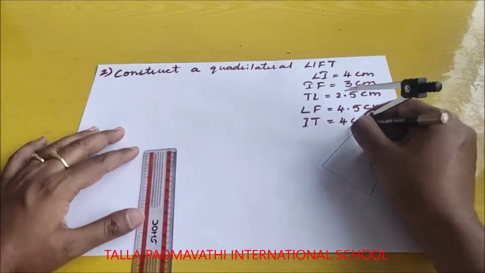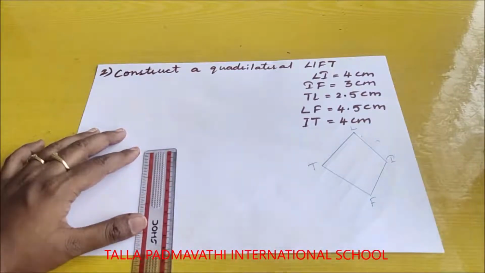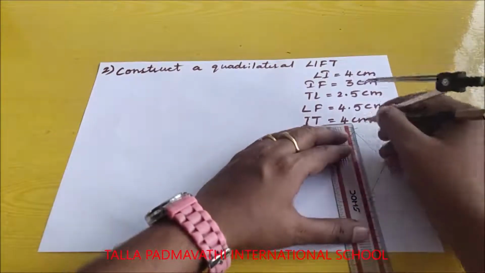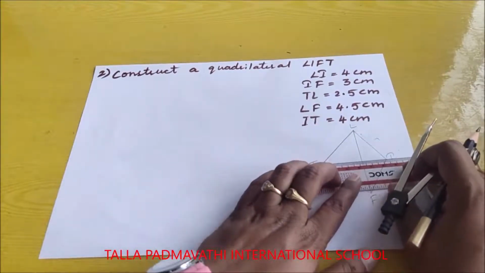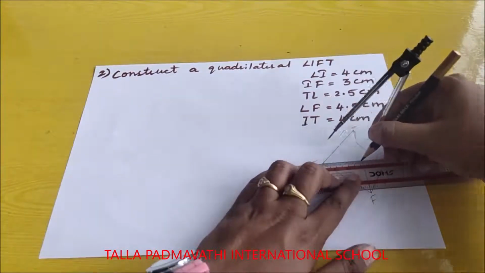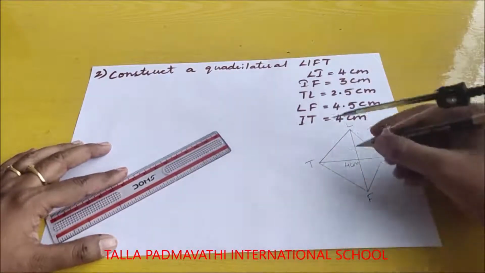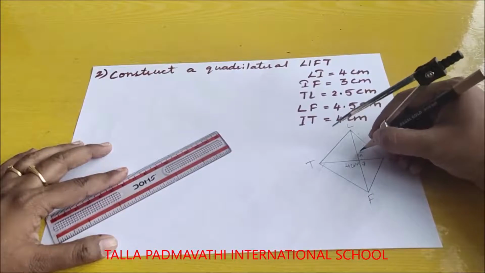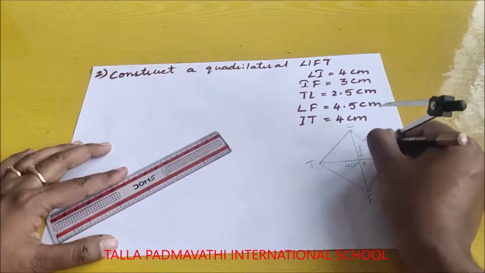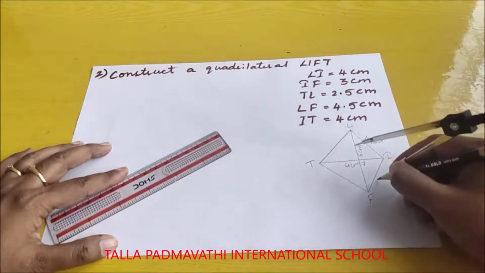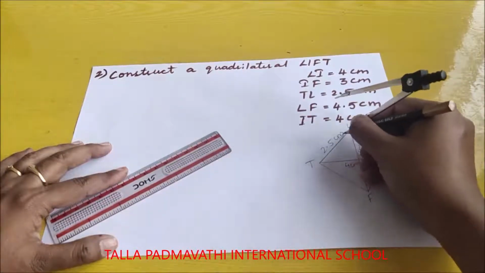So children, LIFT is a quadrilateral where LF is a diagonal and IT is a diagonal. So IT is how much, children? It is 4 centimeters and LF is 4.5 centimeters. And still what they have given? They have given LI, that is 4 centimeters. And IF is 3 centimeters. And TL is 2.5 centimeters.